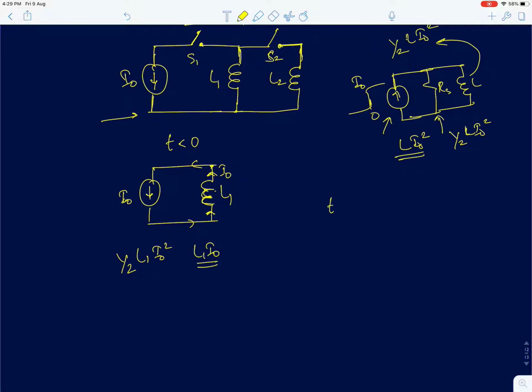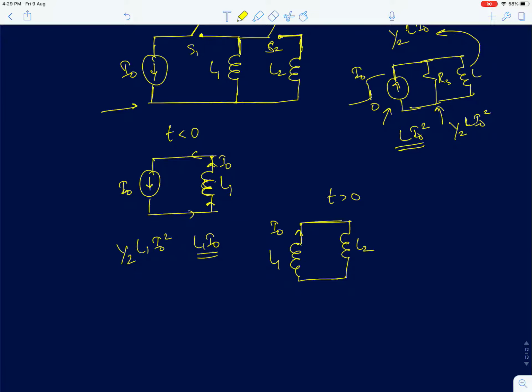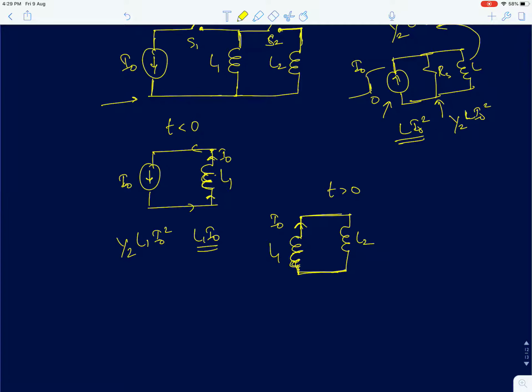Now for t greater than 0, the inductor L1 is now connected in parallel with another inductor of value L2. Now in this circuit we are supposed to find what will be the steady state currents and what will happen to the initial and final energies.